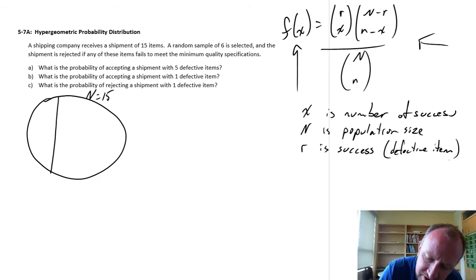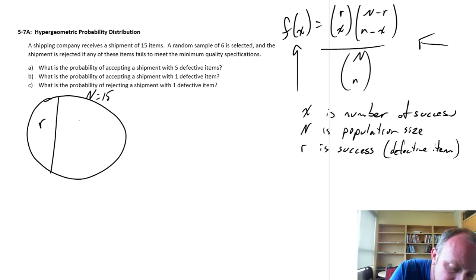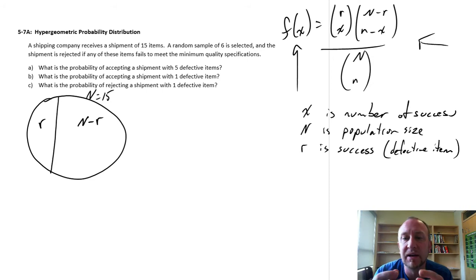So R is my number of defective items. And over here, N minus R is my number of failures, or in the context of this case, the number of items that meet our quality specification. So I've divided that 15 into the successes and the failures, or in this case, into the defective and the non-defective.